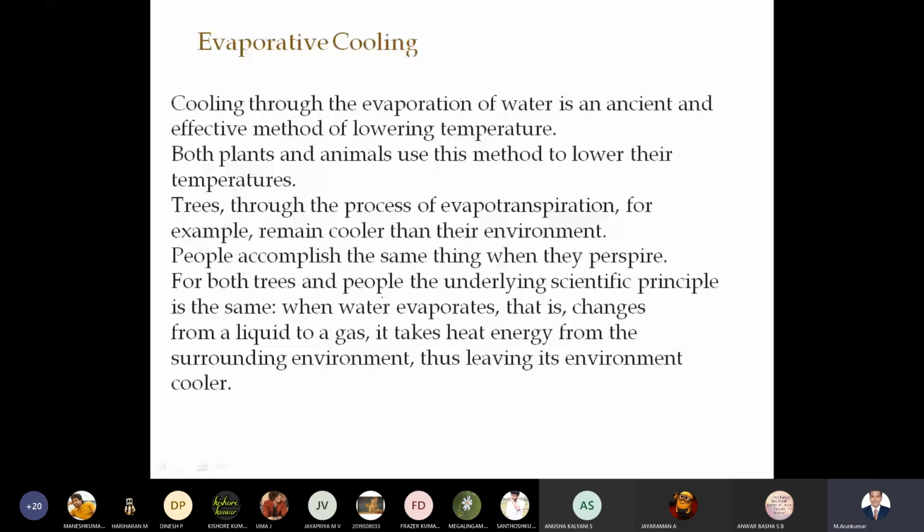That is, when water evaporates, that is, changes from a liquid to a gas, it takes heat energy from the surrounding environment. So what will happen if the water evaporates? It will take heat energy from the surrounding environment, thus leaving its environment cooler. So this is the principle behind the trees and also the people getting cooling in their environments.